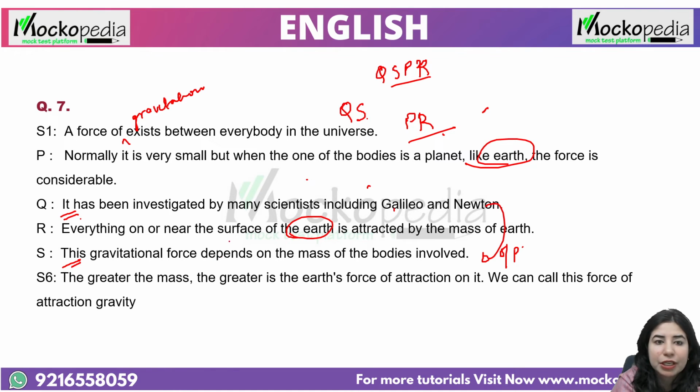Then we say this gravitational force depends on the mass of the bodies involved. Normally it's very small, but when one of the bodies is massive, the force is considerable. And then you say everything on or near the surface of the earth is attracted by the mass of the earth. The greater the mass, this is again a very important clue, the greater is the earth's force of attraction. We can call it force of attraction, gravity, right? So even this is one clue that you can utilize.